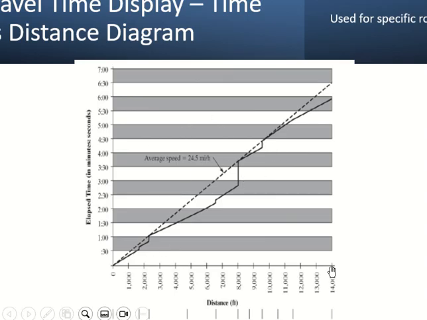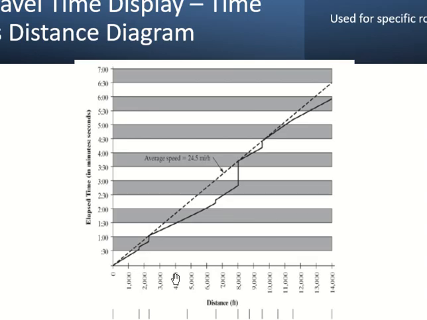Average speed is total distance upon total time. So you take the total distance from 0 to the end, and you take the time from 0 to the end on the y-axis. So you will get the average speed, and for this diagram, speed is the slope, distance upon time. So you plot this diagram according to the slope, which is equal to speed.